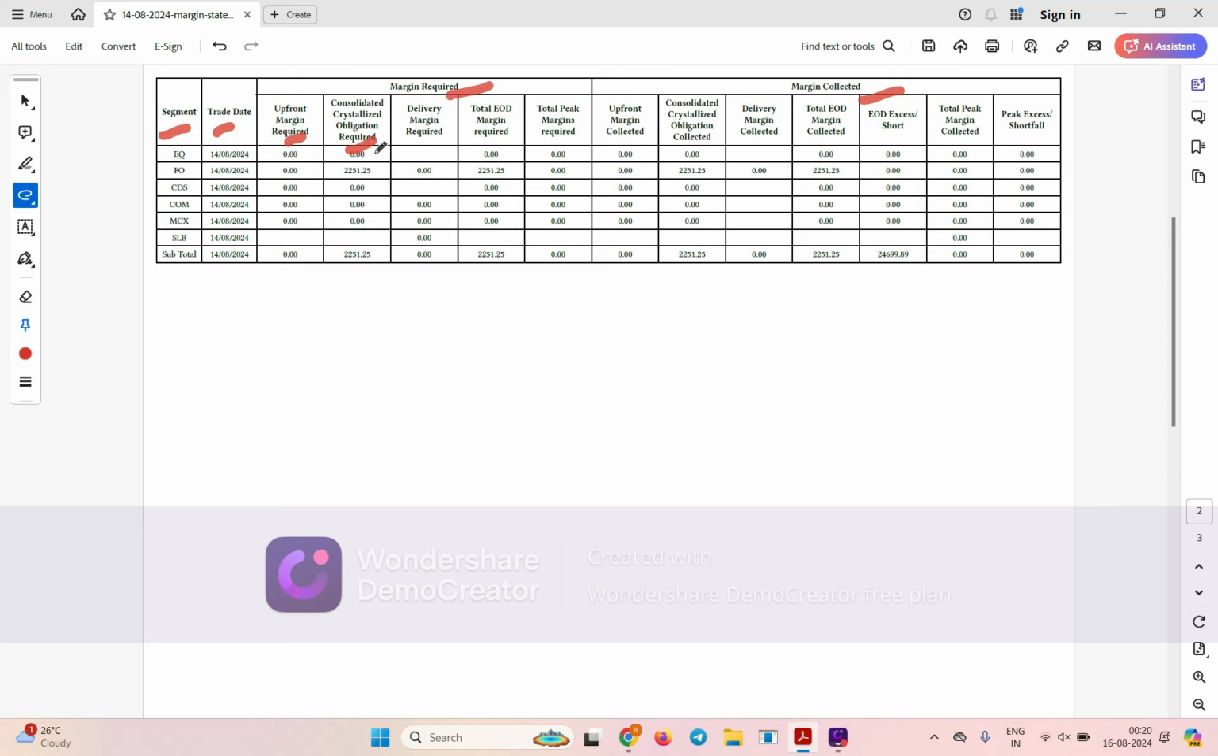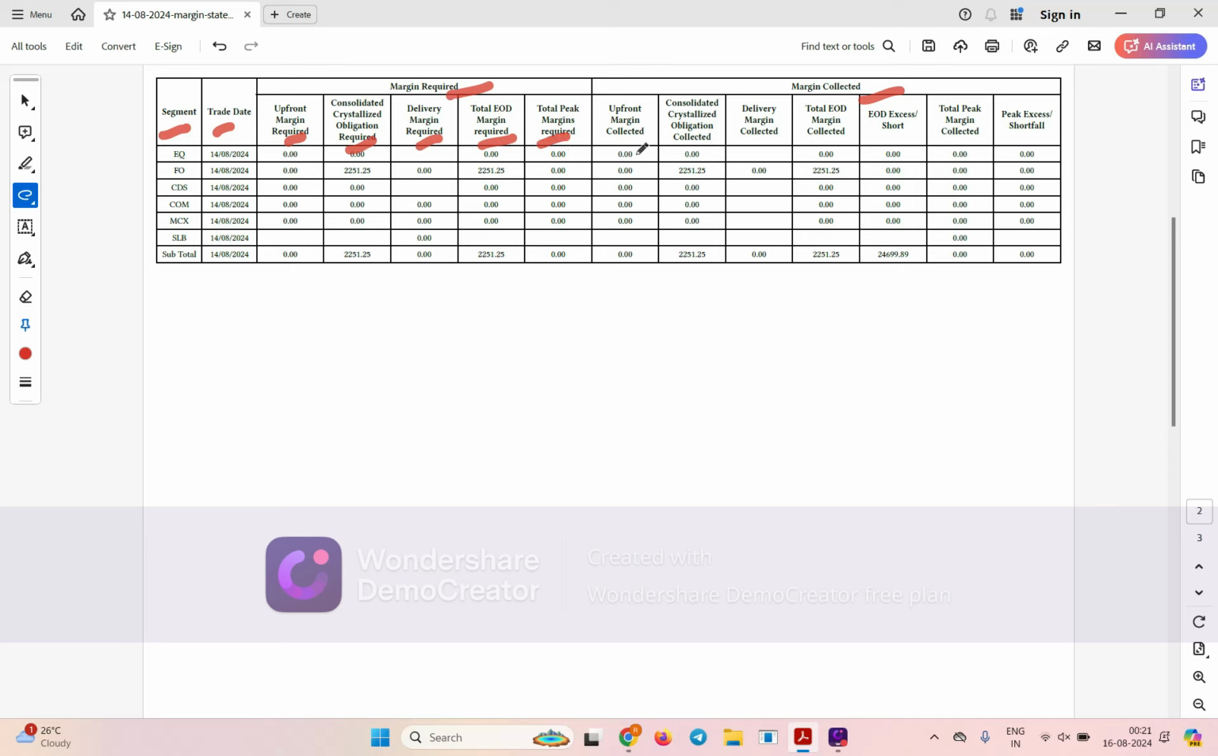Option premium payable in the respective segment. What is the delivery margin required? Physical delivery margins charged by the exchange for in the money options held till expiry. What is the total EOD margin required? The total amount blocked by the exchange for the position. What is the total peak margin required? This is the highest peak margin required.